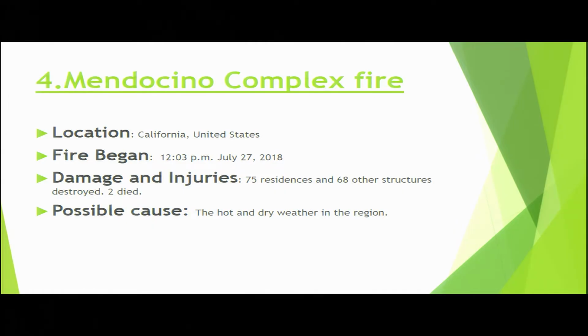July 27, 2018. Damage: 75 residences and 68 other structures destroyed, and only 2 died, which shows that this country was prepared for this kind of hazard, given the low casualties from this complex fire. Possible cause: the hot and dry weather in the region. So there is a video.